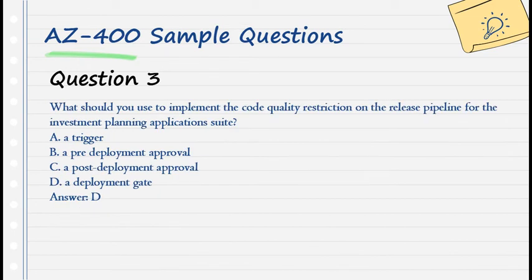Question 3. What should you use to implement the code quality restriction on the release pipeline for the investment planning application suite? A. A trigger. B. A pre-deployment approval. C. A post-deployment approval. D. A deployment gate. Answer: D.